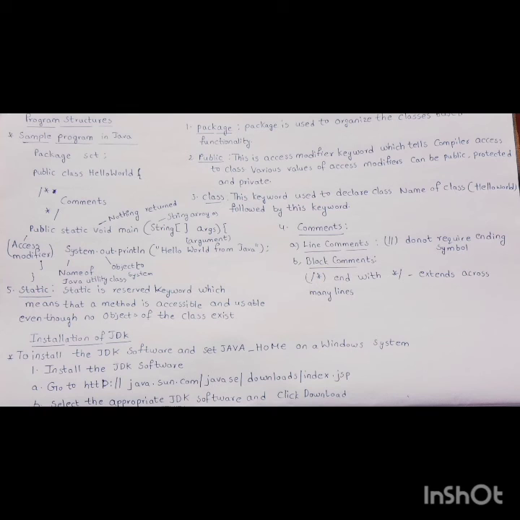First, package. Package is used to organize the classes based on functionality. Next one, public. This is the access modifier keyword which tells the compiler the access to the class. Various values of access specifiers can be present. Those are public, protected, and private.